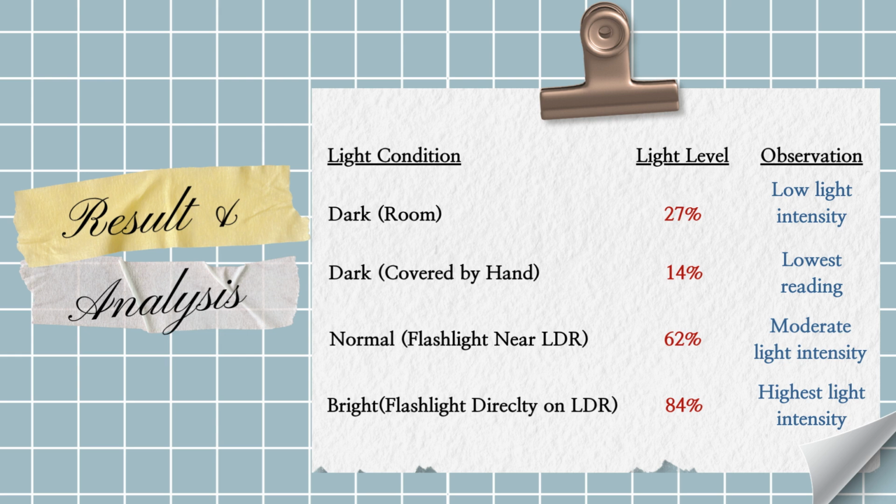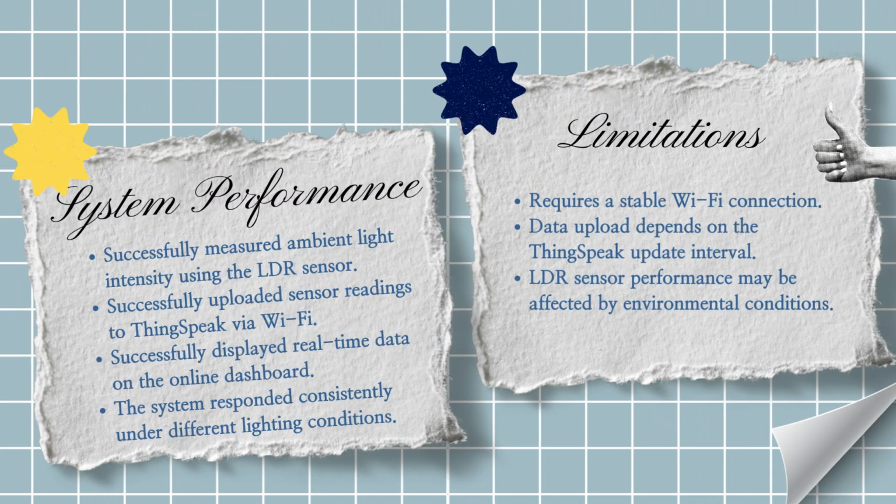When a flashlight was placed on the LDR sensor, the light level increased to 62%, representing moderate light intensity. The flashlight was then directed straight at the LDR sensor. The system recorded the highest value of 84%, showing bright light intensity. This result demonstrates the ESP32 and LDR sensor successfully detected different light conditions and produced readings according to the surrounding light intensity.